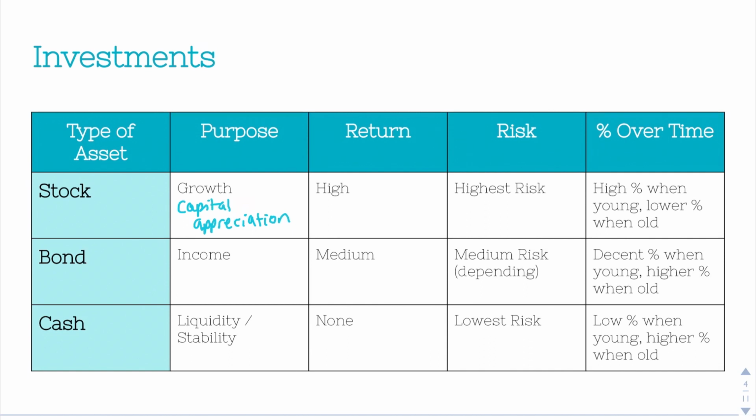And obviously for bonds, there are a lot of different types. So there are safer government bonds, highly rated bonds, and then also some below investment grade bonds that do offer higher return but higher risk. But overall, bonds offer a medium return and come with medium risk.